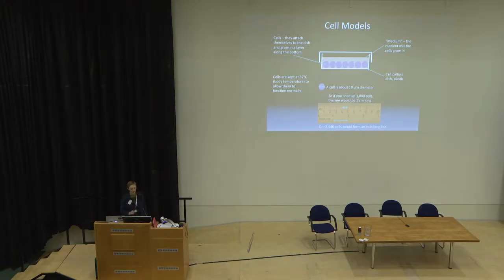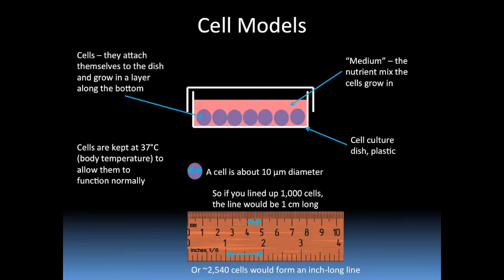To give you a bit of an idea about scale, a cell is about 10 micrometers across. So that means that if you lined up 1,000 cells, the line would be 1 centimeter long. So obviously we do all our work with microscopes and so on.